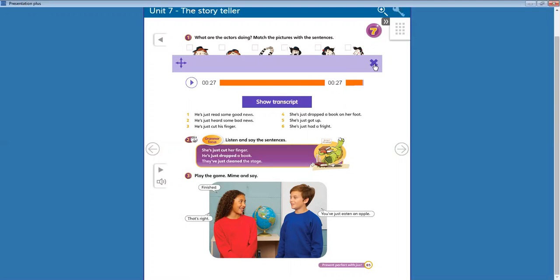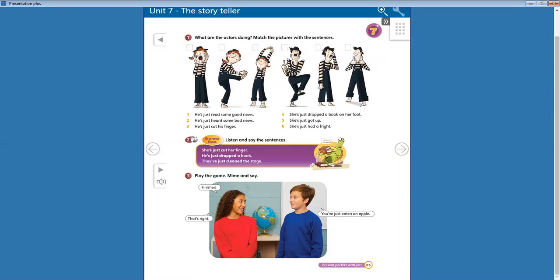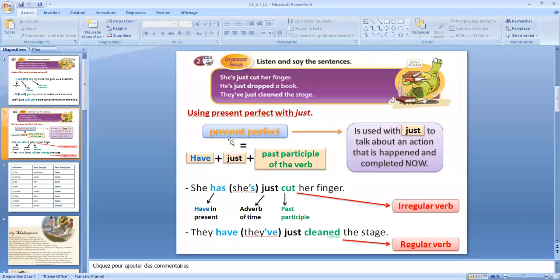Okay, that was the sentences. So let's move to the explanation about this grammar lesson. So I told you it's about present perfect. Using present perfect with just. We'll say present perfect. What is present perfect? And if you use it with just, what does that mean? Okay, so the same sentences.